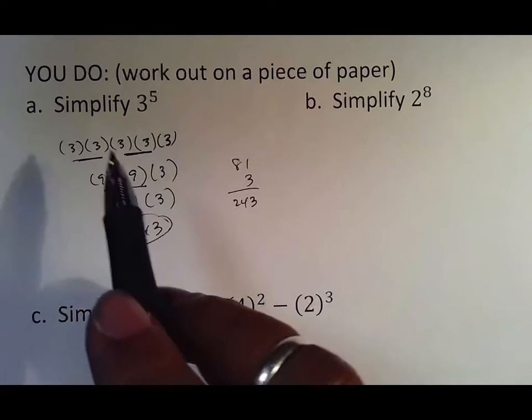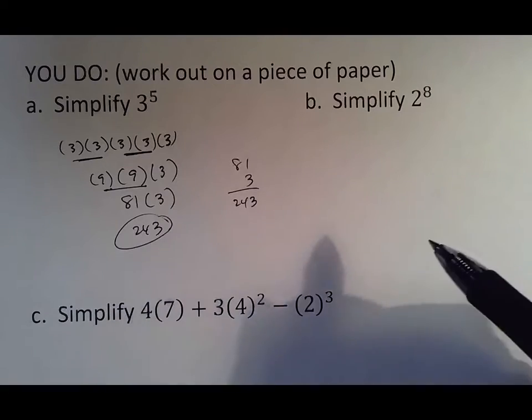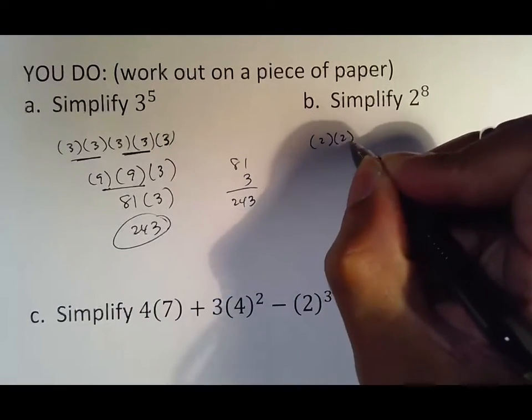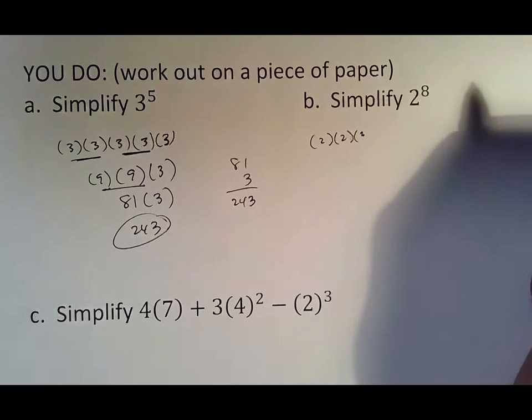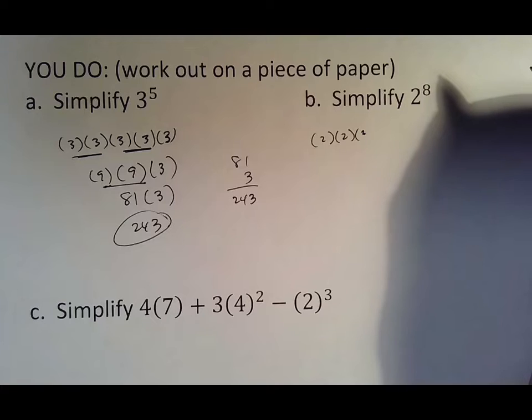So the grouping just keeps me from having to do one step and then keep moving across the line. If you want to do it that way, that is fine. 2 to the 8th means 2. Actually, go ahead and work that out. I'm sorry, I meant to say pause that. So go ahead and pause that for a second and then see if you get the right answer on that one.